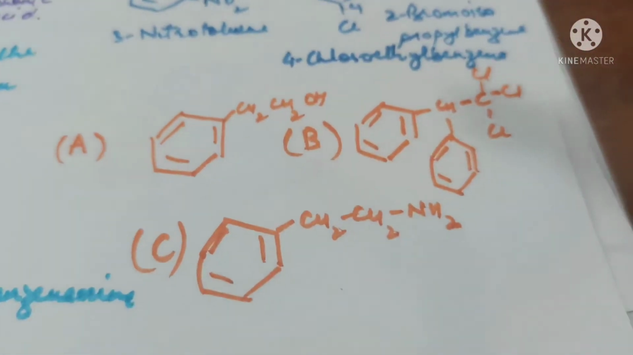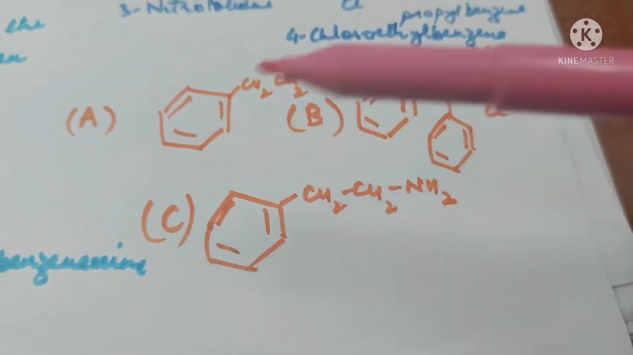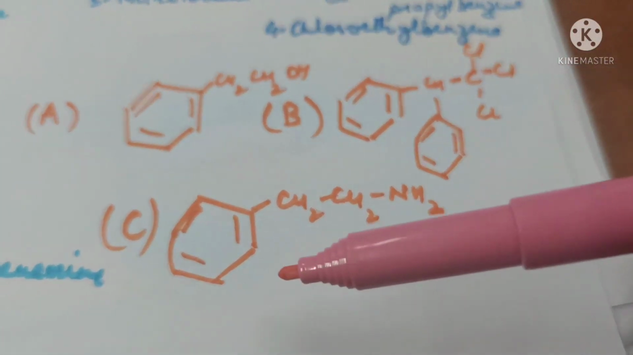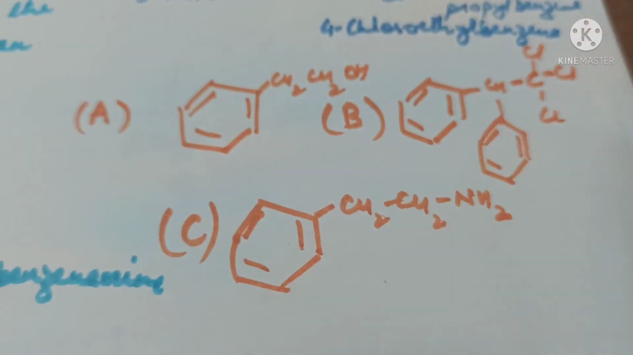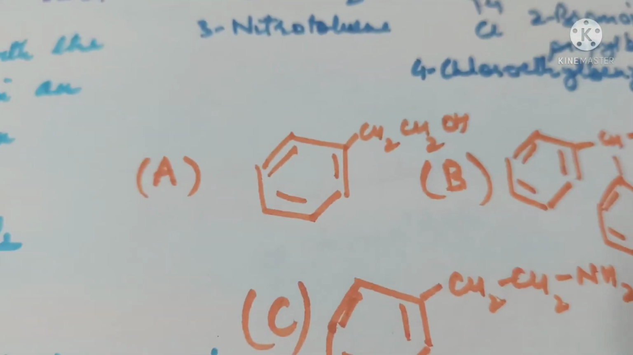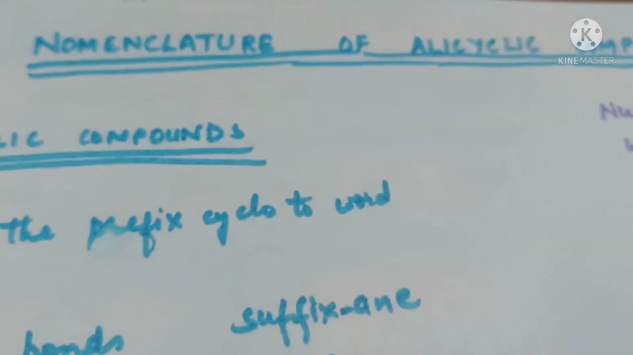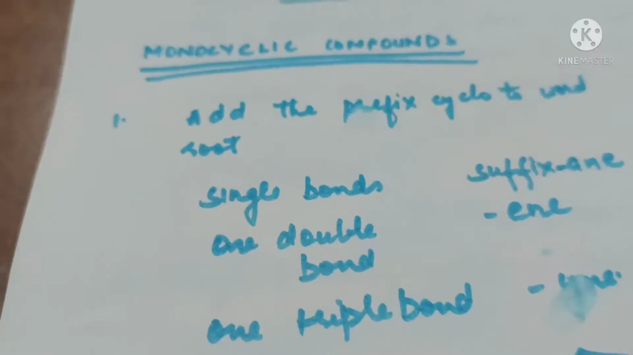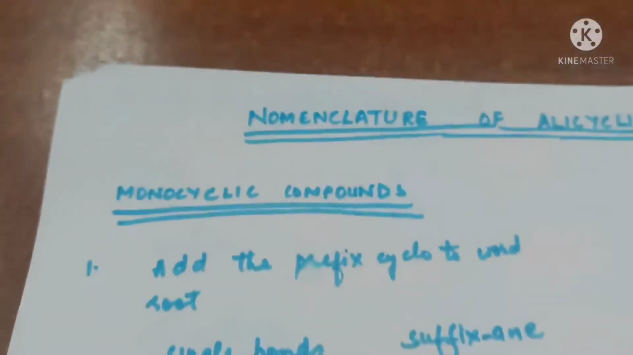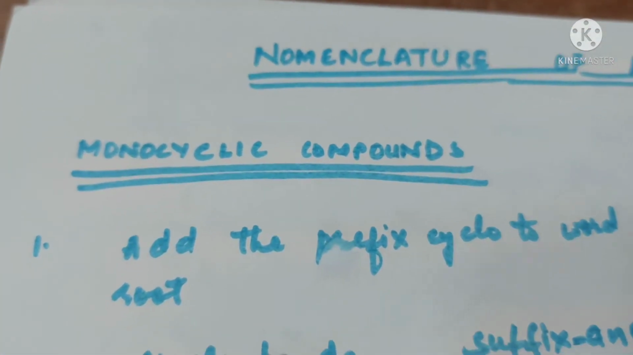Now based on these steps, you can write down the IUPAC names of the following compounds and practice nomenclature. Next, nomenclature of alicyclic compounds. Alicyclic compounds can be monocyclic compounds.